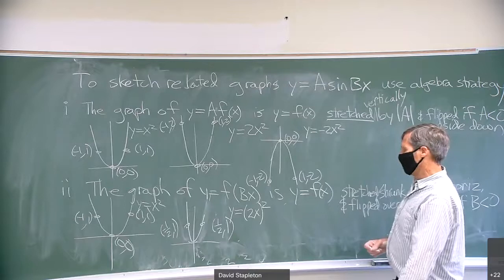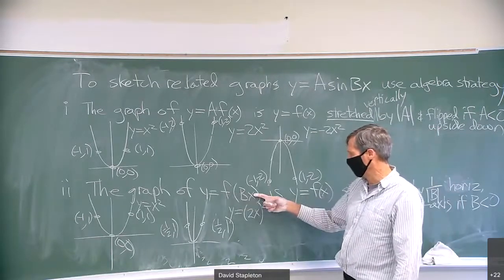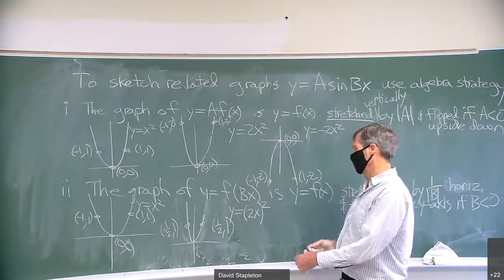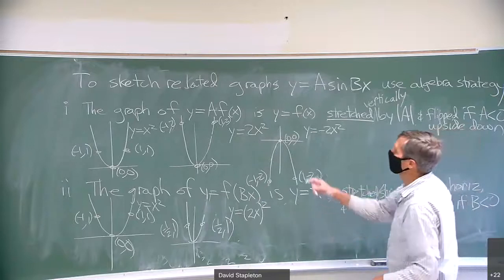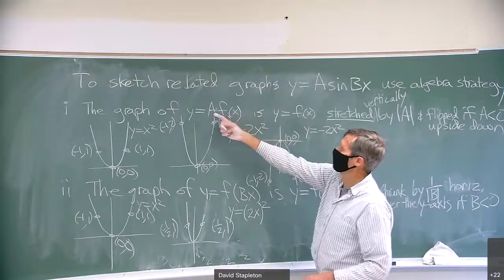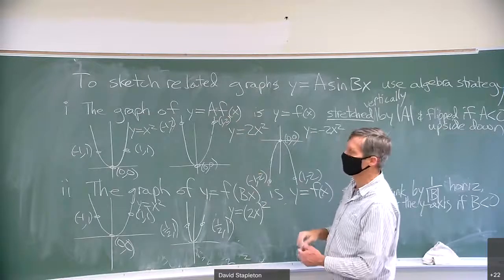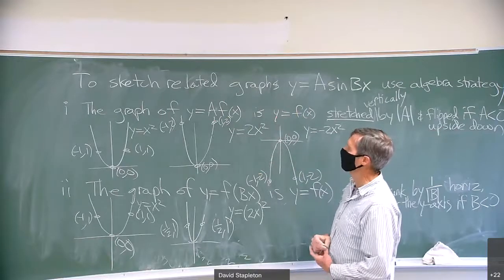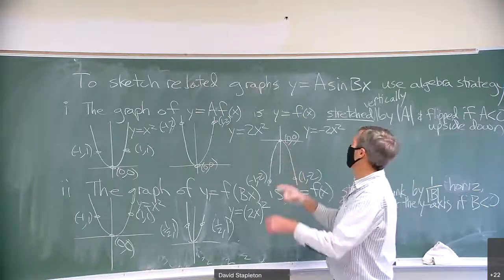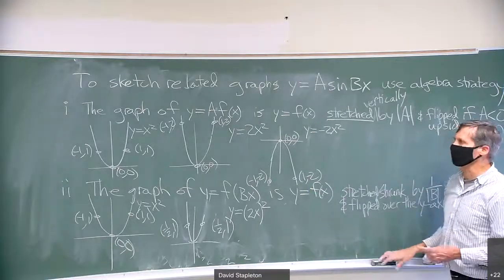All right, so that's what you do if you replace x by bx and graph y equals f of bx. It's a horizontal stretch by 1 over absolute value of b and flip over the y-axis if b is negative. But if you multiply the function outside by a, then it's absolute value of a times as tall, and flipped upside down if a is negative. So those are your algebra techniques. Now you can apply them to these graphs.